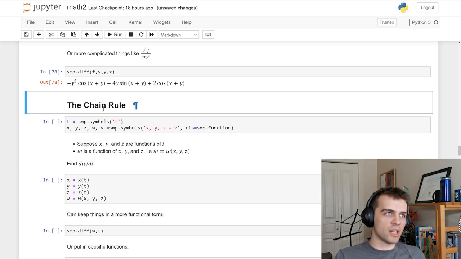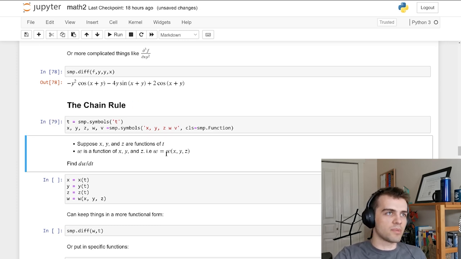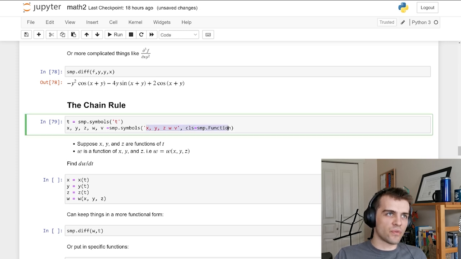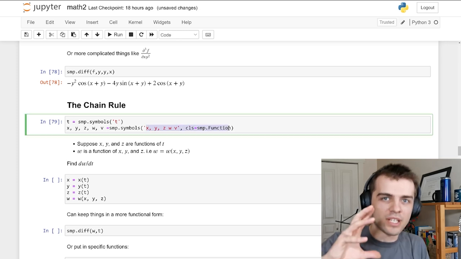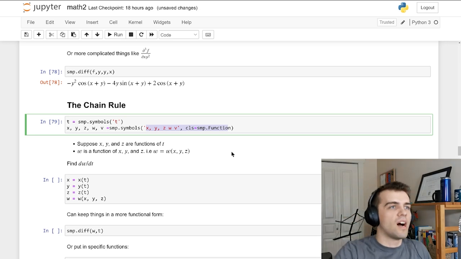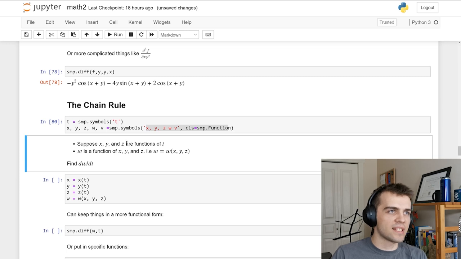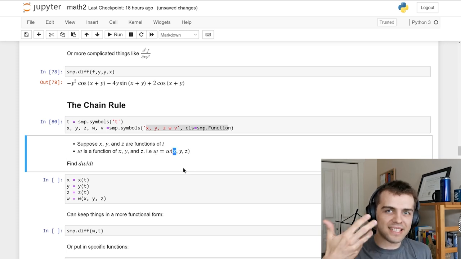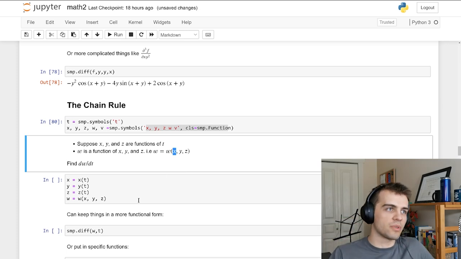SymPy is also really good with the chain rule. So I'll define some symbols here that I'll use. These here I'm going to use as functions, because now we're dealing with the chain rule. So some variables are functions of other variables. I say, suppose x, y, and z are functions of t, and w is a function of x, y, and z. So w looks like this, and these themselves are functions of t. How do you get dw dt? You have to use the chain rule here.